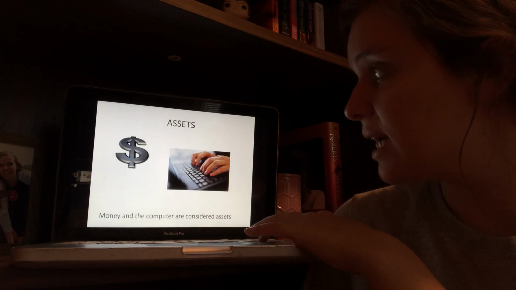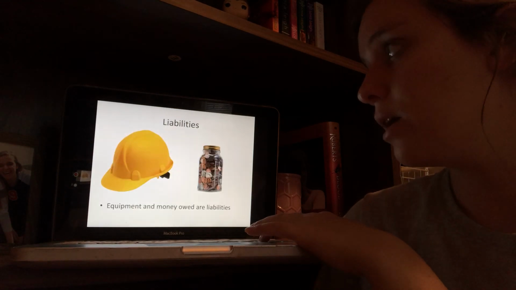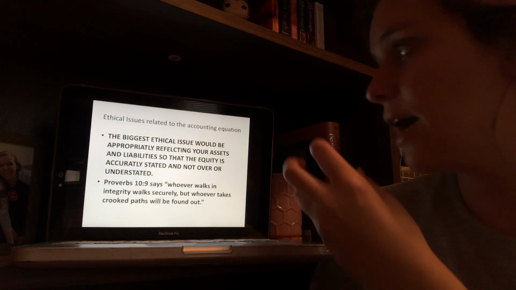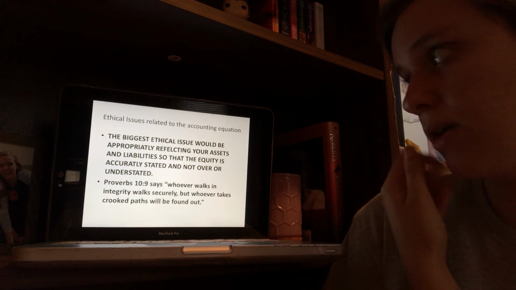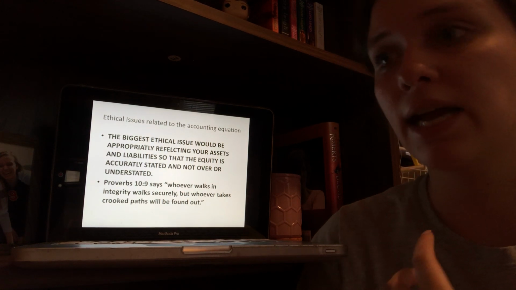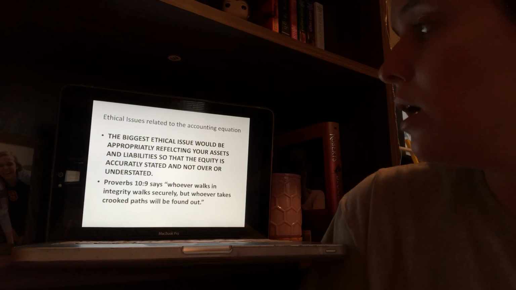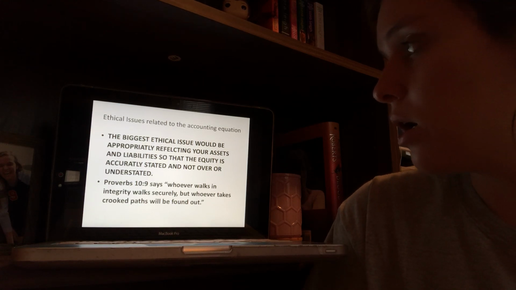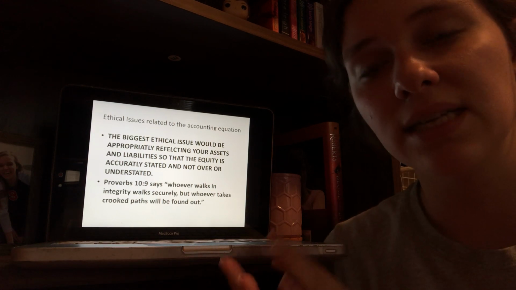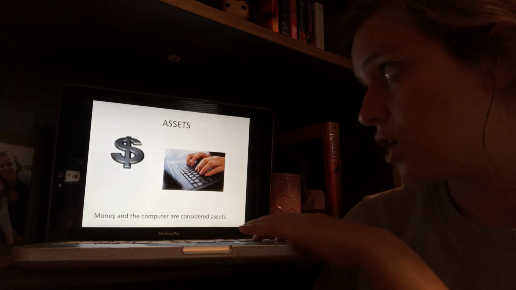But the assets, liabilities, and equity all show that the ethical issue would be appropriately reflected, because in order to be honest and show how you are not over or understated, you have to add all those things up and they have to become equal at the end of it, like shown above.